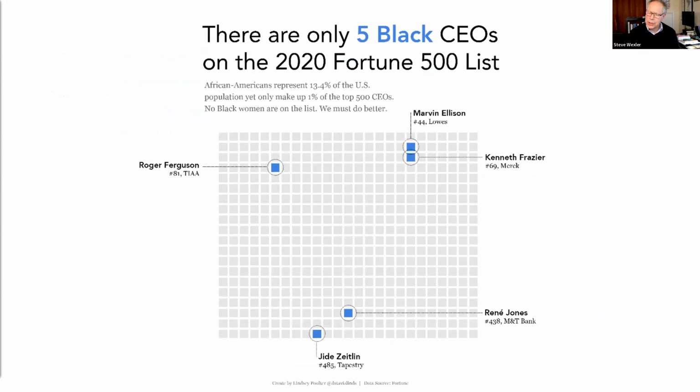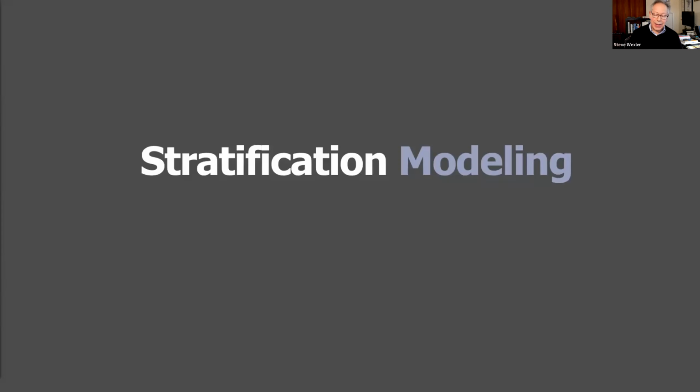By the way, the waffle chart can be really effective. I thought this was amazing work from Lindsay Poulter, who's one of my favorite practitioners, showing the percentage of CEOs who are Black people in the Fortune 500. So I wouldn't say use it that often, but it can be very effective. All right, I'm going to go to another kind of weird oddball chart.